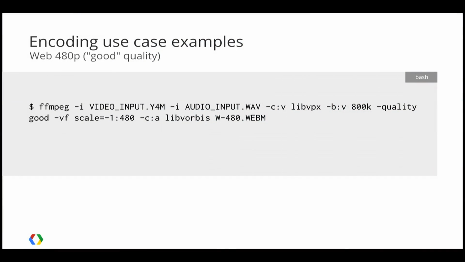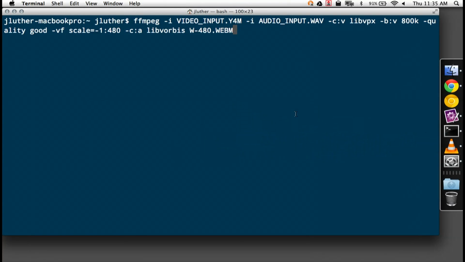The last arguments are just for libvorbis. This is the audio encoder, also freely available, and I'm just going to use the default settings there, which are good enough for this use case. And the last one is the output file, which is cleverly enough called w480.webm.